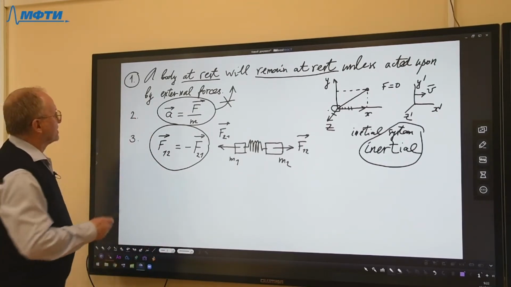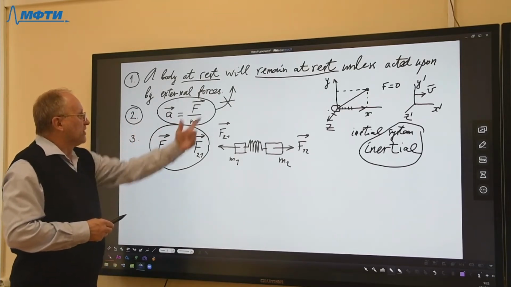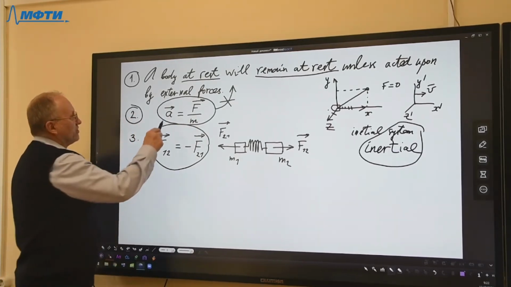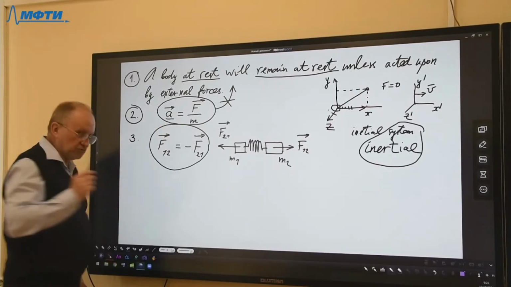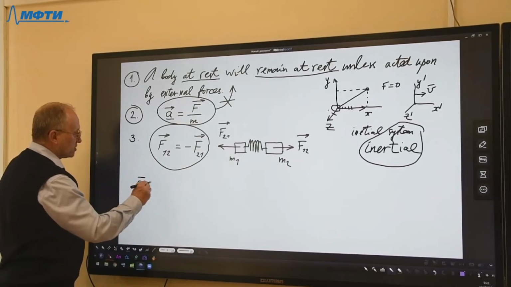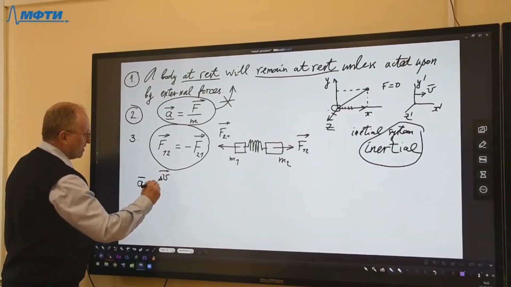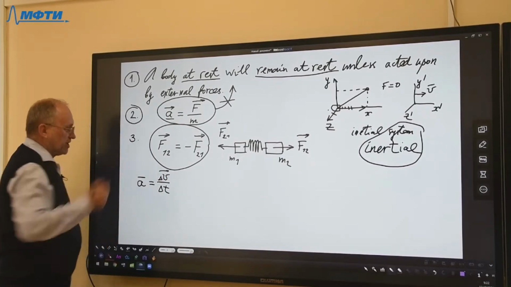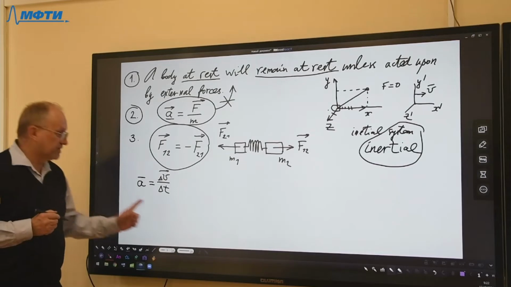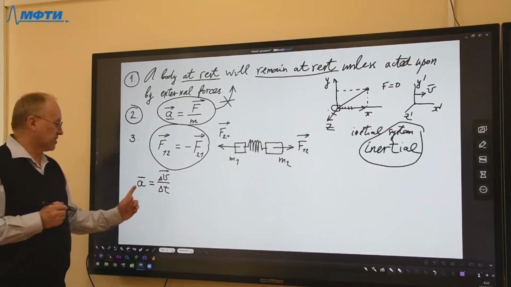As far as Newton's second law is concerned, how can we use it if we don't know what acceleration is? But you know what acceleration is. You know that by definition, acceleration is the change of velocity vector divided by the time interval during which this change in velocity took place. So this is the definition of this quantity, acceleration.